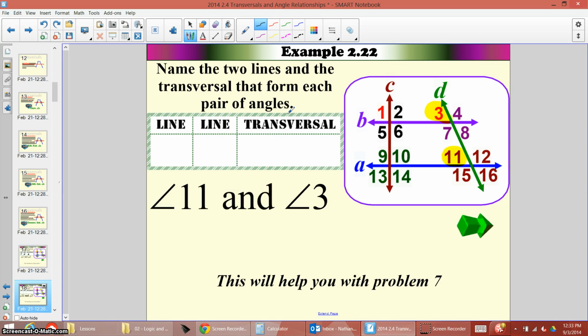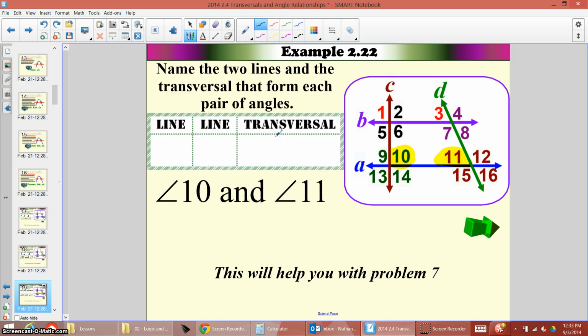C, D, B. Next one here, we got 3 and 11. The two lines that we're talking about are A and B, and the transversal that cuts them is right here. It's that D line right there. Let's say D is the transversal.